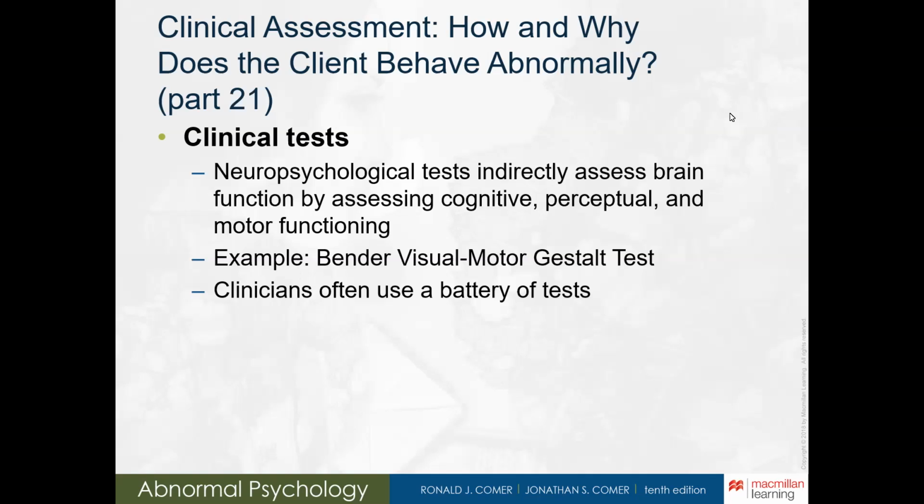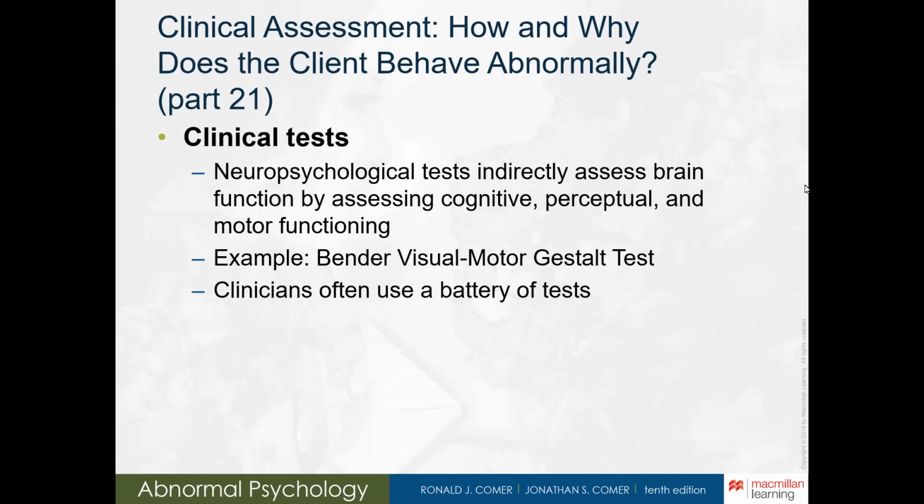Neuropsychological tests are indirectly assessing these brain functions because they look at cognitive, perceptual, and motor functioning. So, an example of this could be the Bender Visual Motor Gestalt test. And when we are thinking about this test, we are noting that as a psychological or neuropsychological test, it helps to assess visual motor functioning, developmental disorders, and other neurological impairments, especially in children 3 years of age and older.